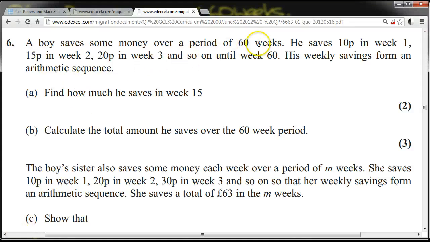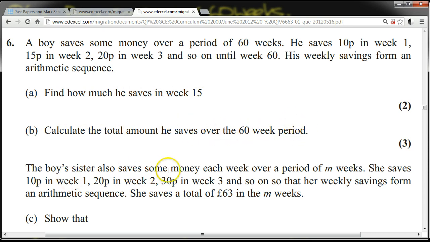A boy saves some money over a period of 60 weeks. He saves 10p in week 1, 15p in week 2, 20 pence in week 3, and so on until week 60. His weekly savings form an arithmetic sequence. Find how much he saves in week 15. Calculate the total amount he saves over the 60-week period.